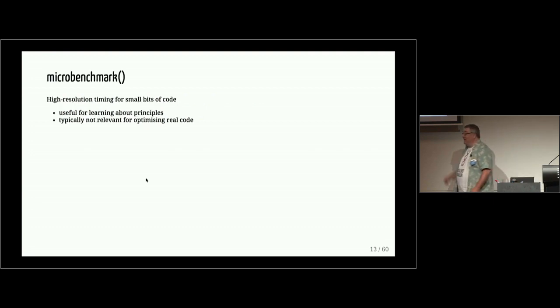And then microbenchmark is high resolution, high precision timing for small bits of code. So what it does is it runs your piece of code a lot of times and gives you the statistics of how long it ran. And so you get a more accurate and stable idea of how long it's going to take than if you just ran it once.